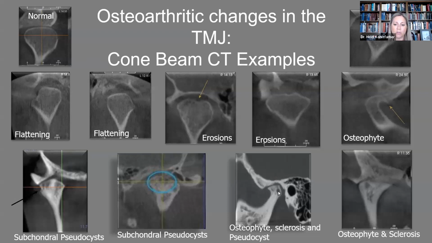We have a nice subchondral pseudocyst. We have some more little subchondral pseudocysts. These are also known as geodes or Ely cysts. But commonly we will see these within the temporomandibular joint region.